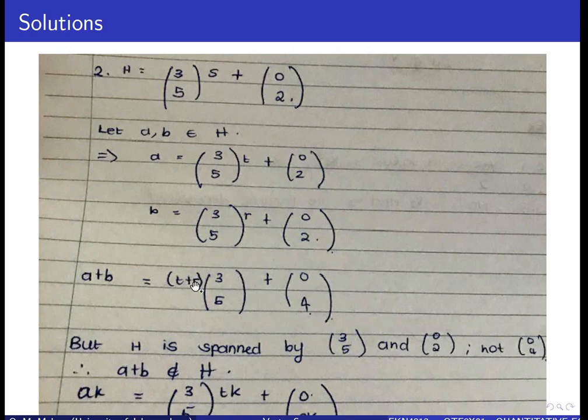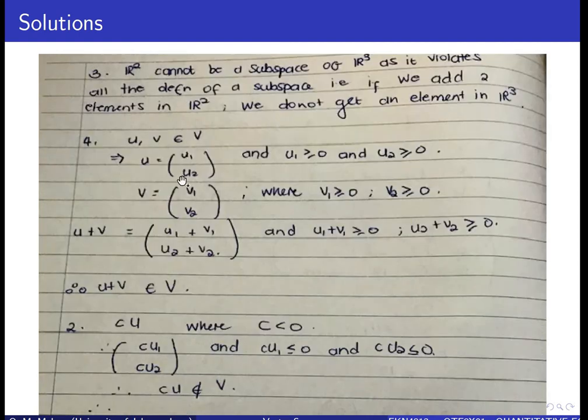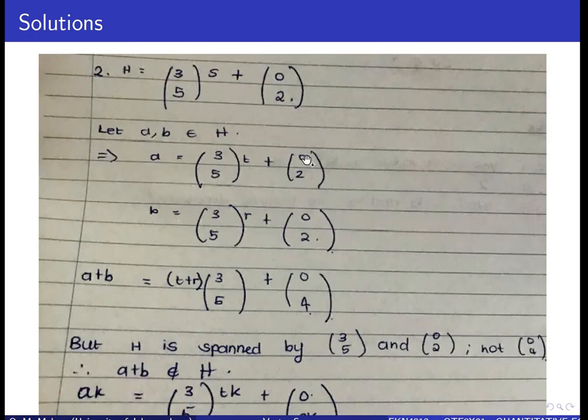Now you can see t plus r is a scalar. Here my scalar is 1, right? Because I don't have anything, I can just say it's 1. But now, in order for this A plus B to be an element of H, it should be spanned by 2 vectors, which are (3, 5) and (0, 2). In my case, A plus B is spanned by (3, 5) and (0, 4), which means A plus B is not in H, right?